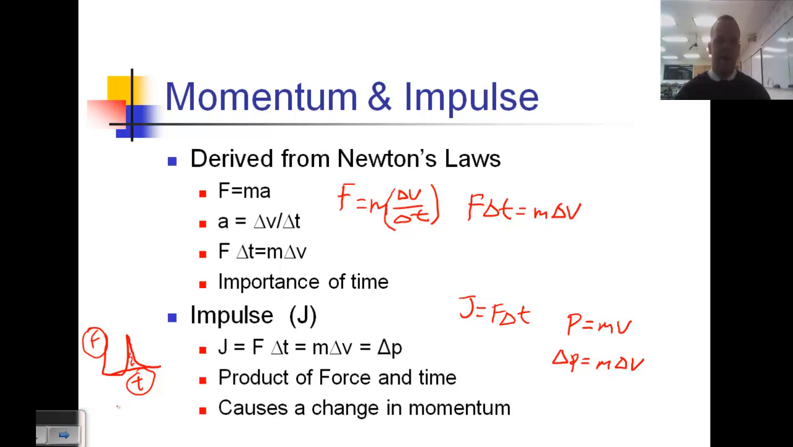And that's what we're doing in the lab. We're finding that area to get the impulse. And then we're comparing that to the change in momentum of the cart as measured by the motion sensor and seeing that those two should be the same. Most of you are getting percentages less than 10%, which is very good.